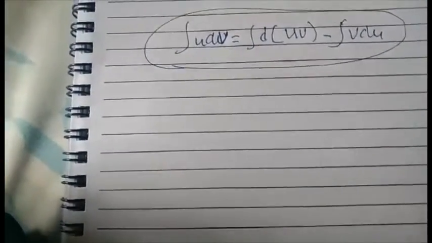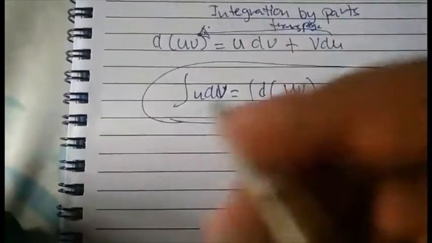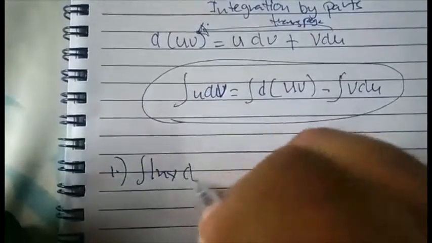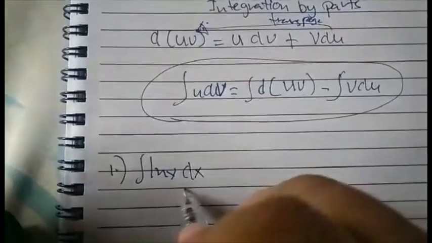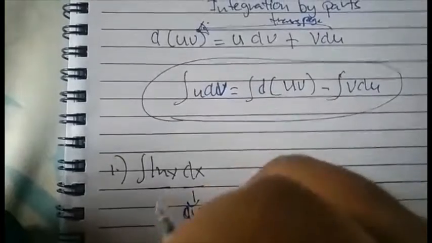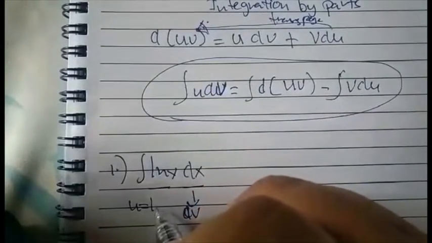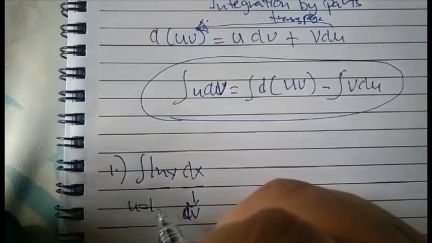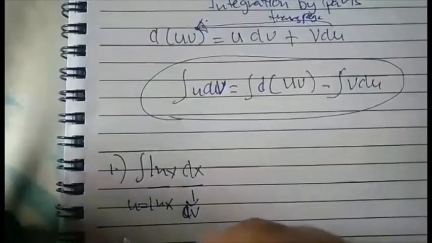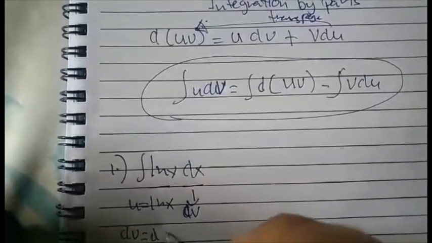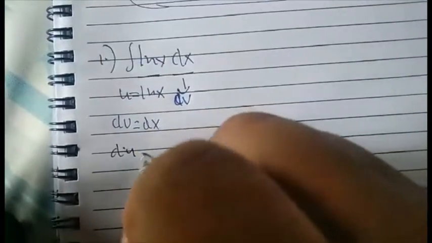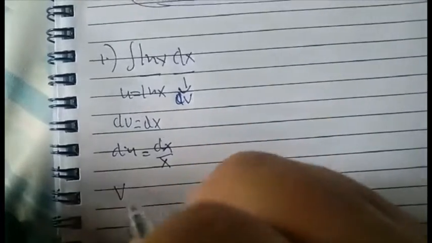Let's cite some examples. Example number 1 is the integral of ln x dx. Then this is our dv, right? And this is our u. u is ln x, and dv equals dx. Our derivative is du equals dx over x. Then v equals x.